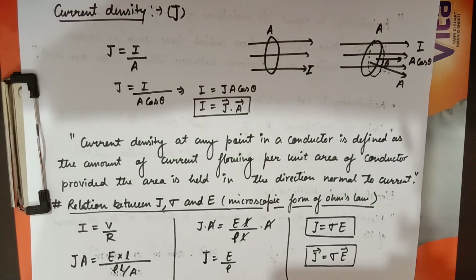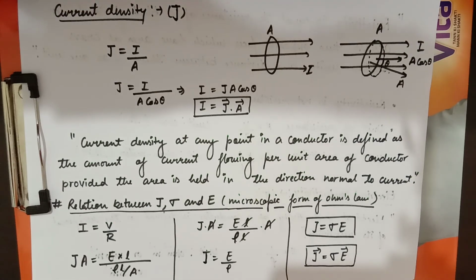Then we saw the term specific resistance or resistivity of a material. The resistivity and resistance are not the same. We saw the unit of resistivity, conductivity, which is inversely proportional to resistivity, and lastly current density, the relation between current density and current, and finally the relation between J, sigma and E, which is called the microscopic form of Ohm's law, and J comes out to be equal to sigma into E.